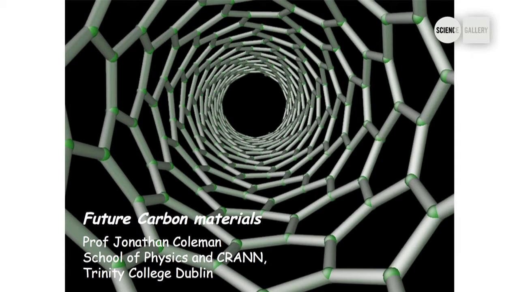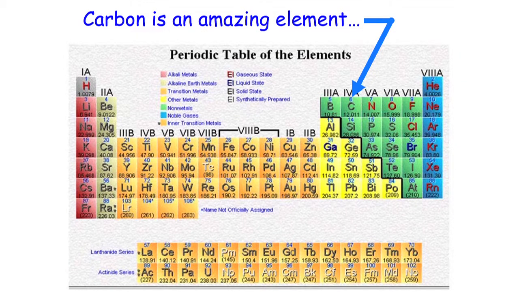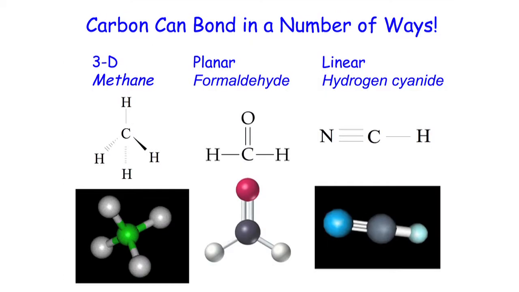Because of where carbon sits in the periodic table, carbon can do things that no other element can do. So, for example, carbon can bind to 4 other atoms, and this is an example where it's binding to 4 hydrogen atoms, and this is methane. Or it can bind to 3 other atoms, and this is an example where it's binding to 2 hydrogens and an oxygen, and this is something called formaldehyde. Or it can bind to 2 other atoms, in this case nitrogen and hydrogen, to create something called hydrogen cyanide. No other element has this amount of versatility.